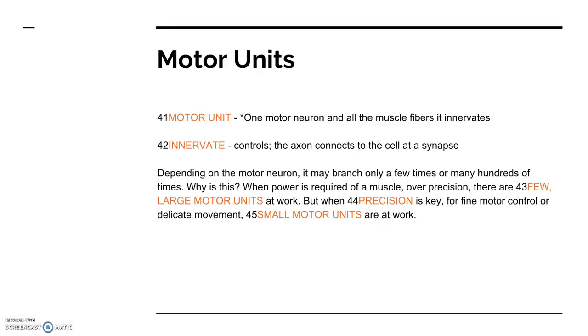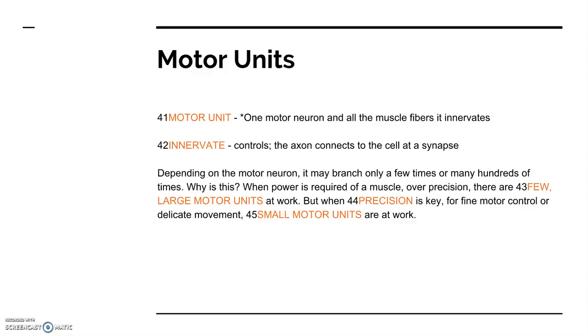Here's some terms you need to know. Motor unit. A motor unit is one motor neuron, remember a nerve cell, and all the muscle fibers that it innervates. And to innervate means to control. So the axon of the motor unit connects to the cell at the synapse, but remember they don't actually touch. Depending on the motor neuron, it may branch only a few times, or it may branch hundreds of times from one single motor neuron.